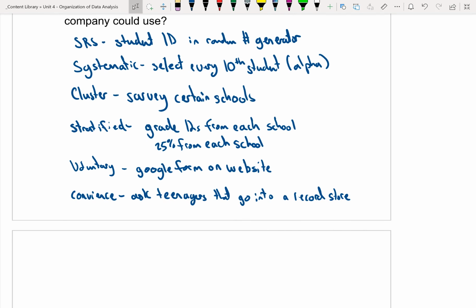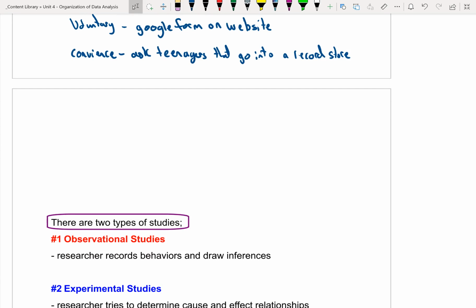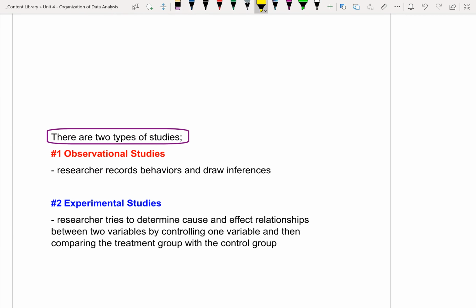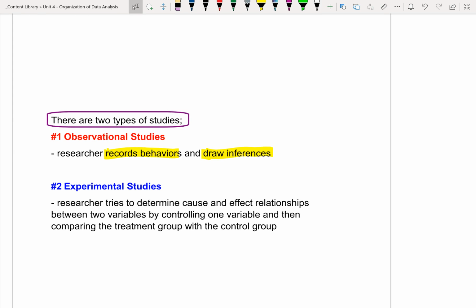So that was a review of what we've looked at, but now looking at our new stuff, our new terms, we're going to look at two types of studies. So one type of study would be observational studies, and this is where researchers record behaviors and draw inferences. So it's in the term observation, so they're making observations and making inferences from those observations.